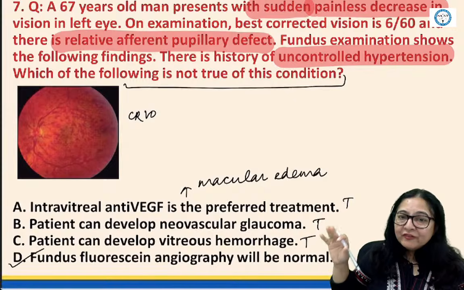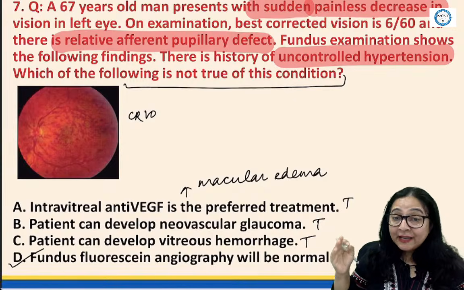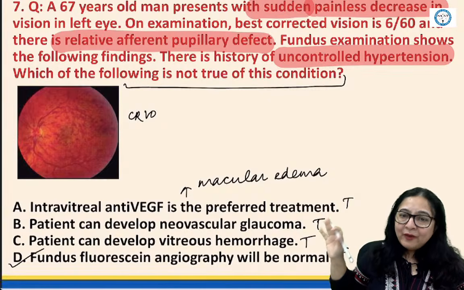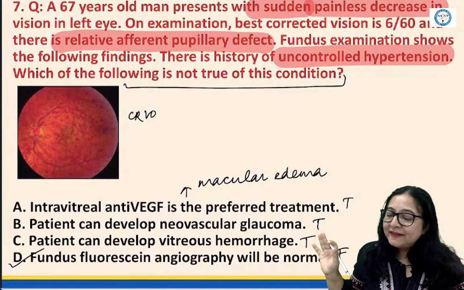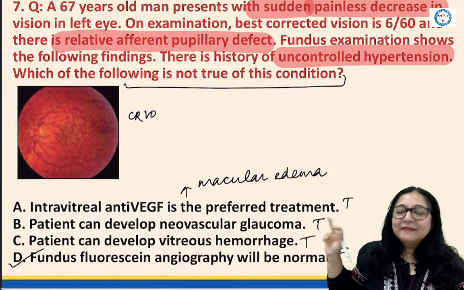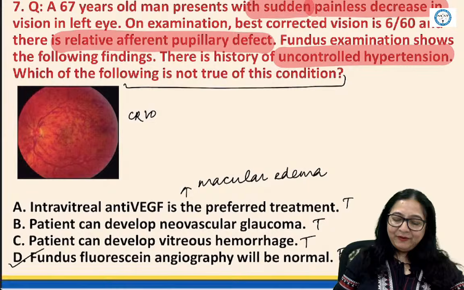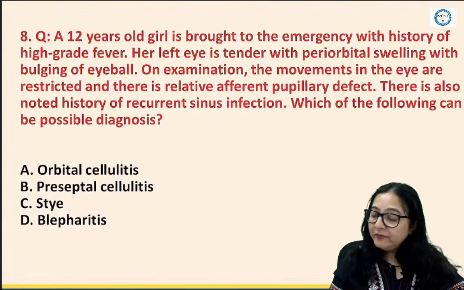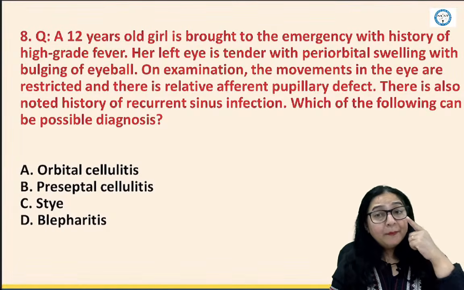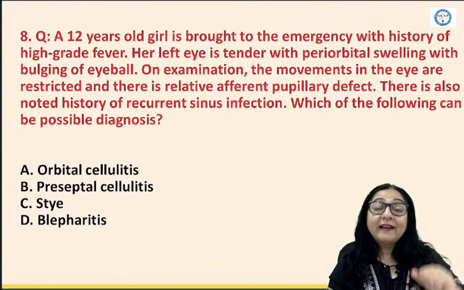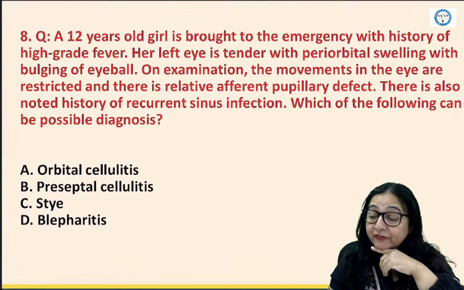Okay? So questions can be asked based upon the diagnosis, based upon the management. I hope you should be able to attempt these kinds of questions if they come. Right? So this is your central retinal vein occlusion. Fine? Let's move ahead. Coming to the next question. All good with this question? Yeah, because uncontrolled hypertension is one of the major risk factors for vein occlusions.